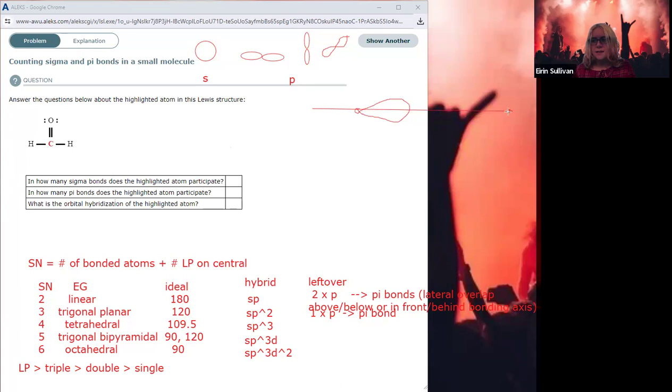So this is my x-axis, like so, and this would be my y-axis, and then my z-axis is going through the plane of, I guess, the screen, right? So x, y, and z, like that.